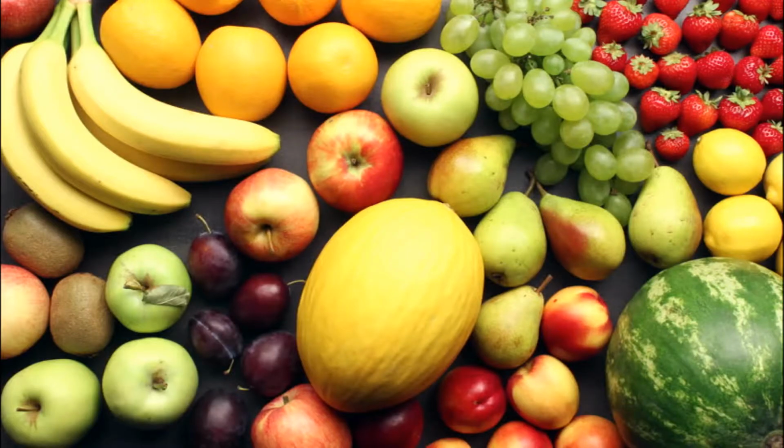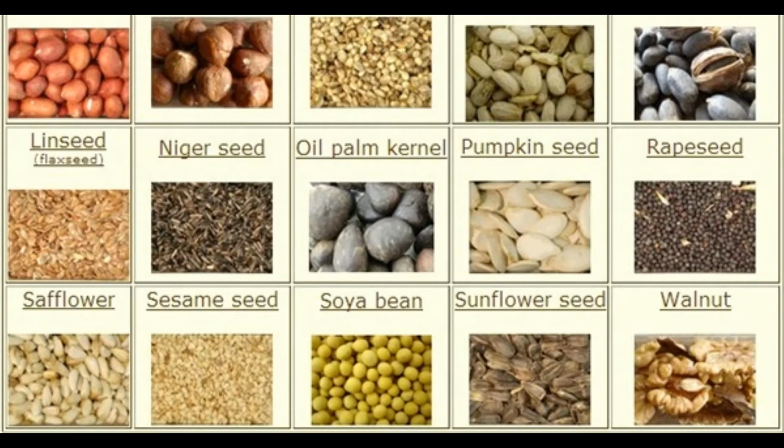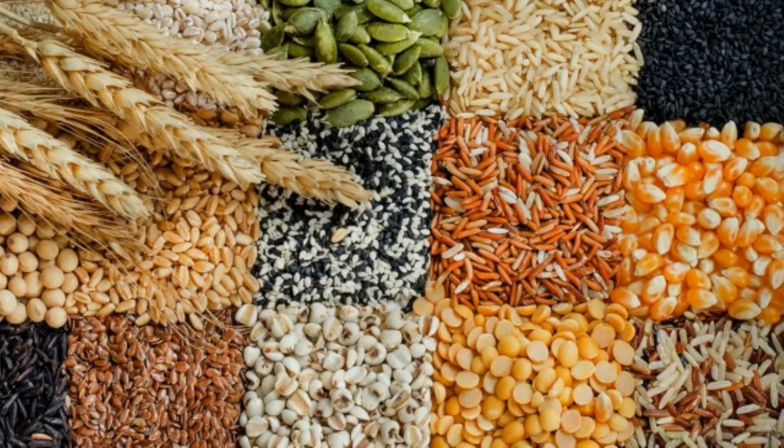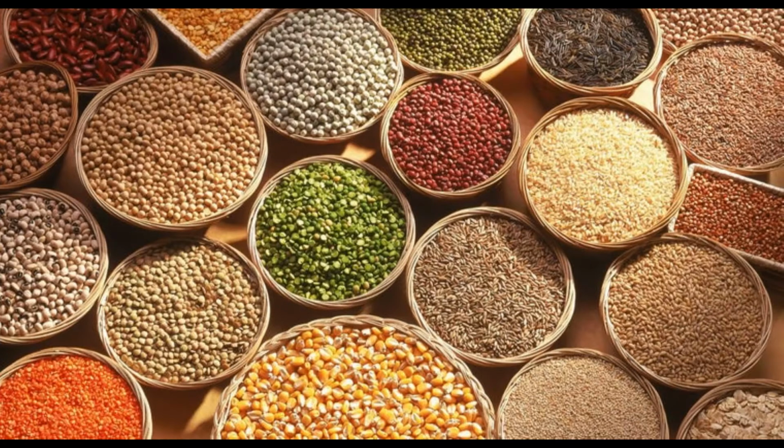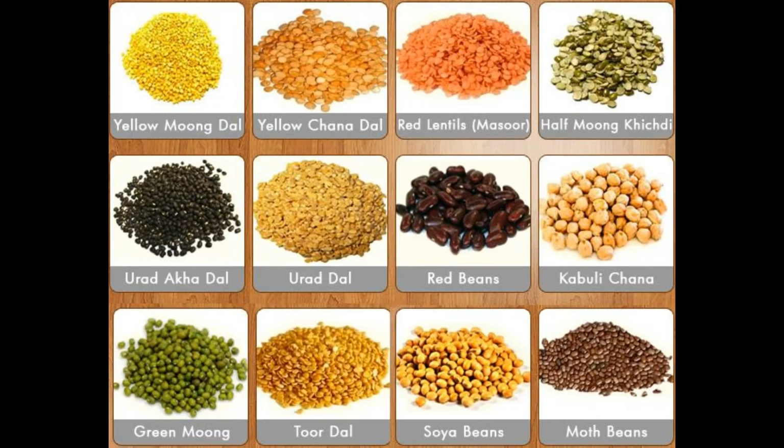Fruits you already know, different types of fruit, apple, mango, guava. We also eat seeds from the plants. All the cereals, anaj, and pulses, dal, they are actually the seeds of the plants. Cereals include rice, wheat, corn, bajra, barley. Pulses will include green gram, black gram, chickpea, lentils.